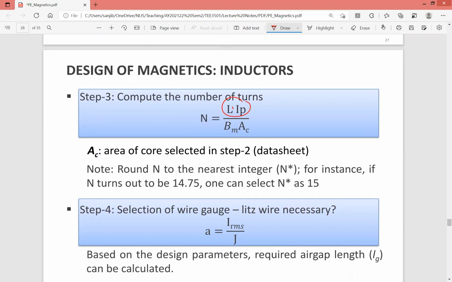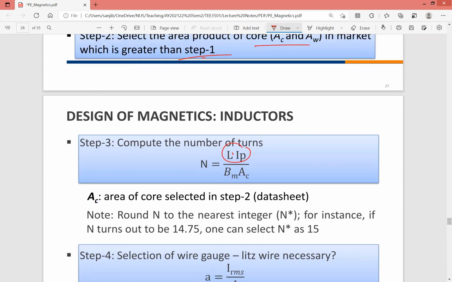So how does this equation come along? Again, flux equals B times A. Maximum flux will be Bm times core area. Flux is also L times IP over N. So that's how you find that N equals L times IP over Bm times AC, right? So the peak current and the inductance decide what should be the number of turns.